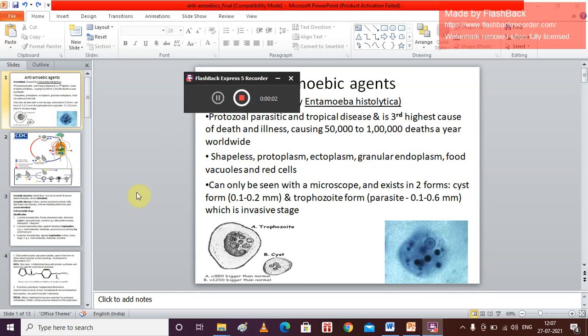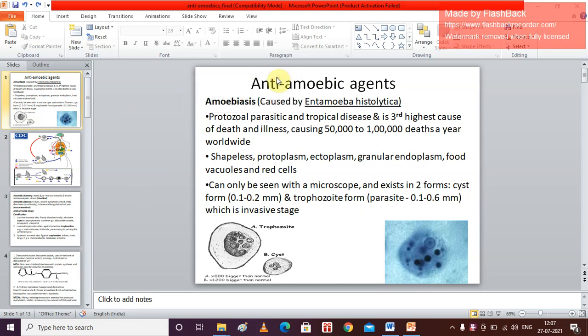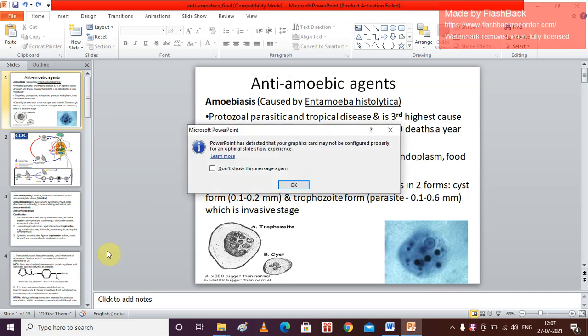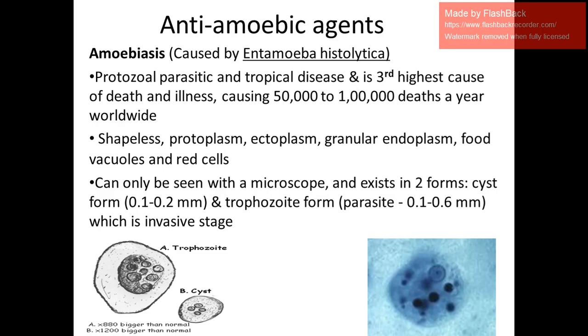So dear students, today we are going to start with the antiamoebic agents. Antiamoebic agents are those agents which are used to treat amoebiasis. The causative agent for amoebiasis is Entamoeba histolytica. It is a type of amoeba. The structure is drawn on this slide.